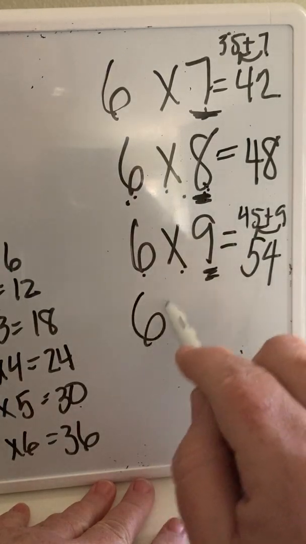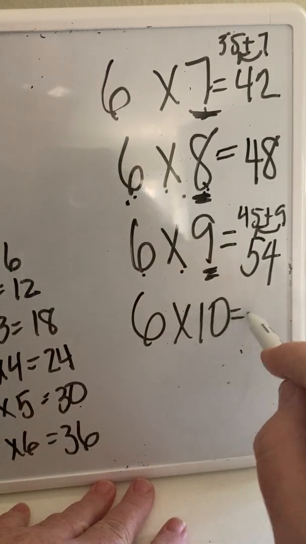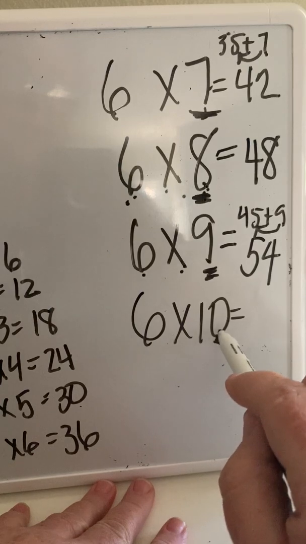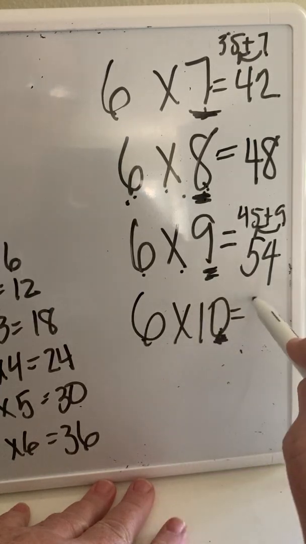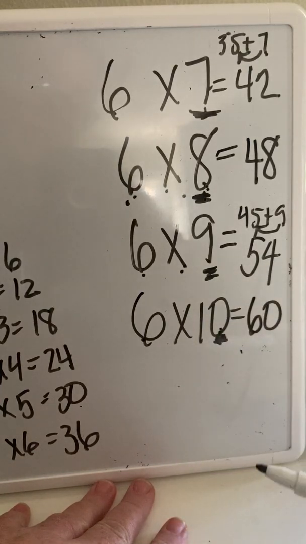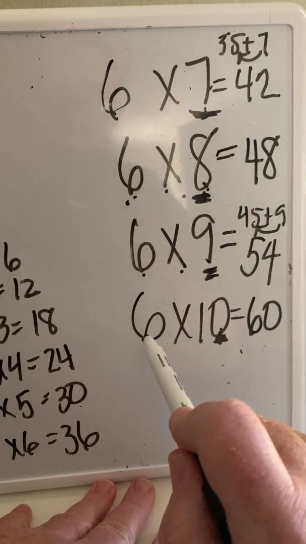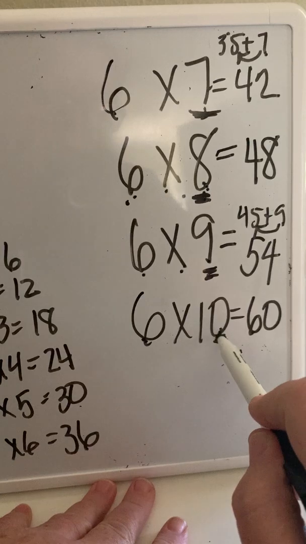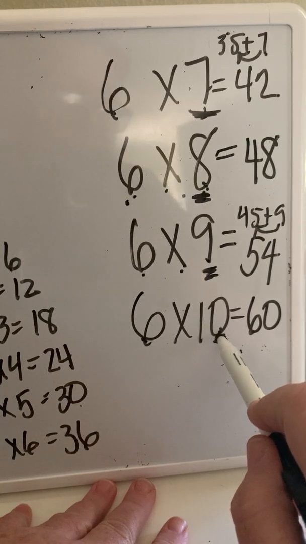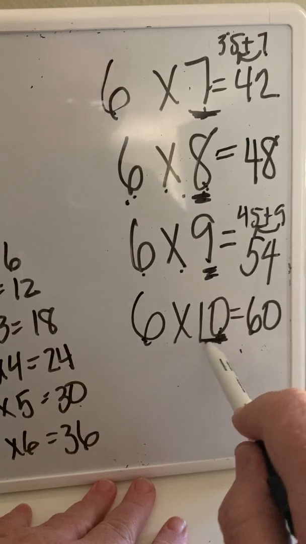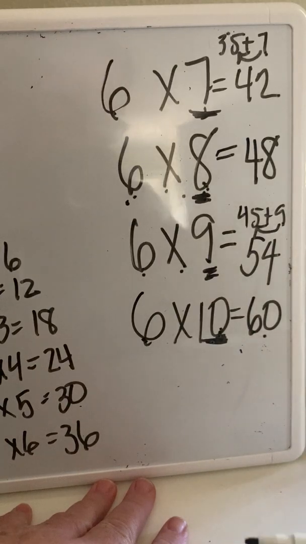And then, of course, anything times 10, you're just going to put a 0 on this number, 60. But this rule still will work with this. What's 5 times 10? 50 plus one more 10, 60.